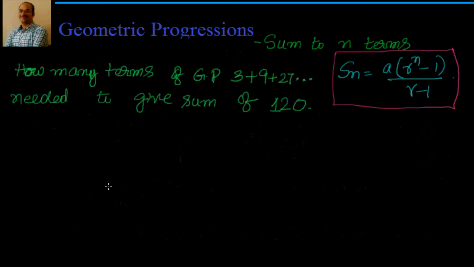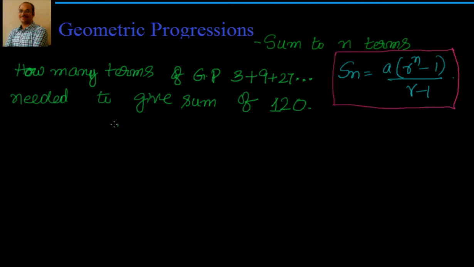Let's do one more example, a simple one. This is the example we have. How many terms of a geometric series or geometric progression 3 plus 9 plus 27 are needed to give a sum of 120? So we have a geometric progression. Since we can find out a and r easily, and we know Sn, we have to find out how many terms. That means we have to find out n. So in this formula we have to find out n. We know Sn, we know a, we know r.